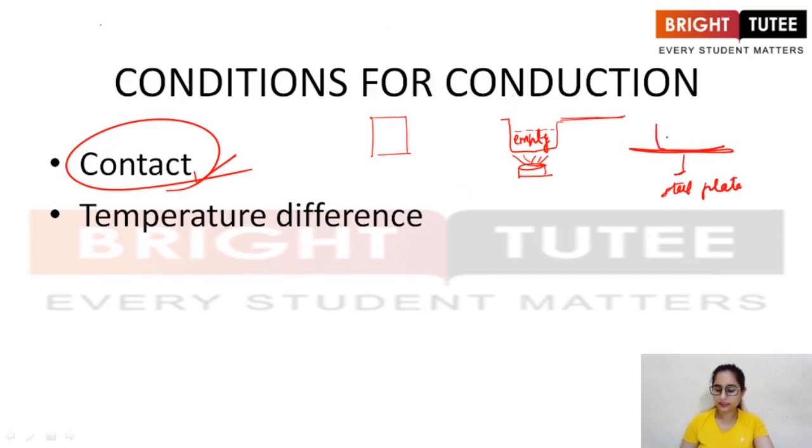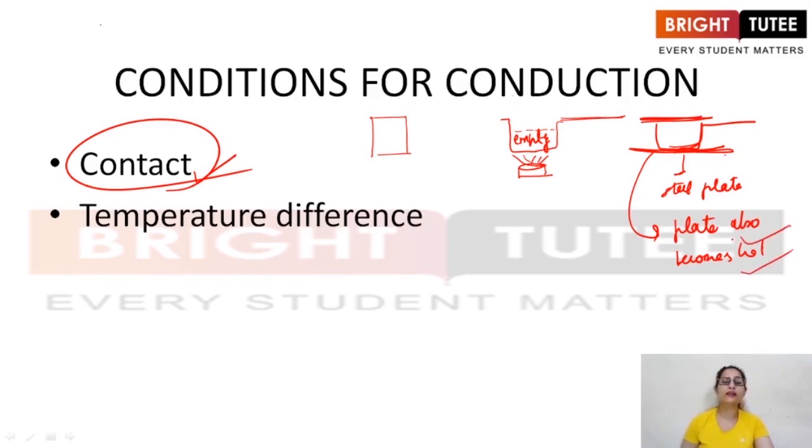If you keep this heated pan over a steel plate, what will you notice? That this plate also becomes hot. Or you can even keep it over the pan. If you keep the plate over the pan, then also the plate will get heated. This is because of the contact between the plate and the pan, and this is the process of conduction.